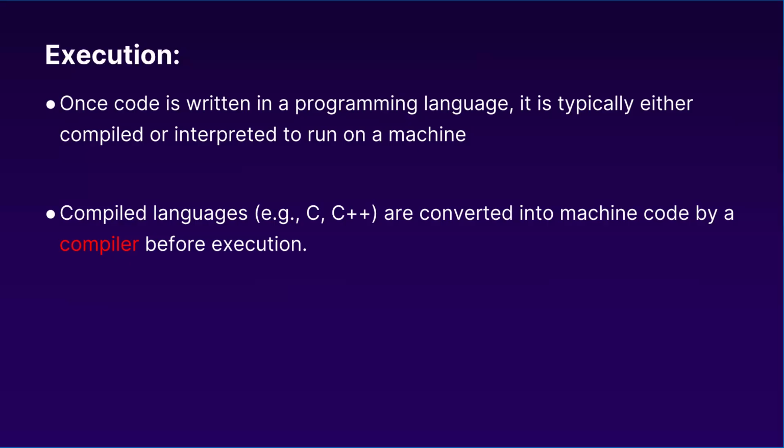So if it is not in machine code, it will not understand it. And what do you use to translate? Okay, you use a translator. We have two types of translators. A translator can be a compiler or an interpreter.